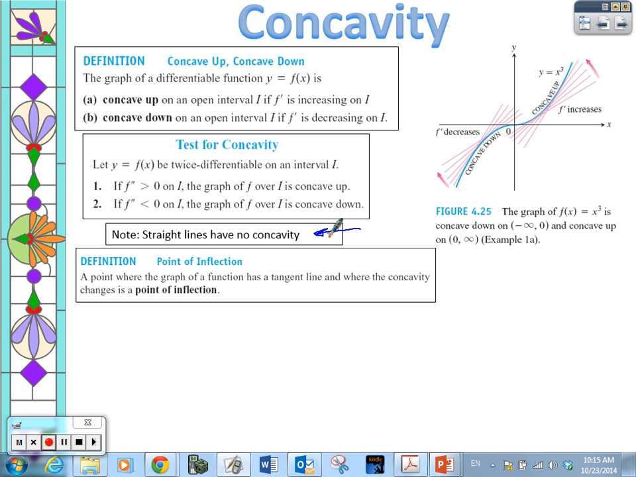So it's important to know, because if graphically you have a picture you're trying to judge concavity on, whether it's concave up or concave down, you need to recognize that if it's a line, it doesn't have any. Okay, so just so that you're aware.